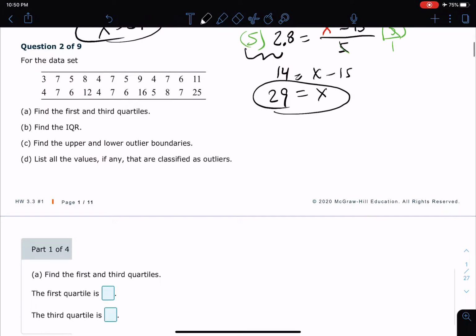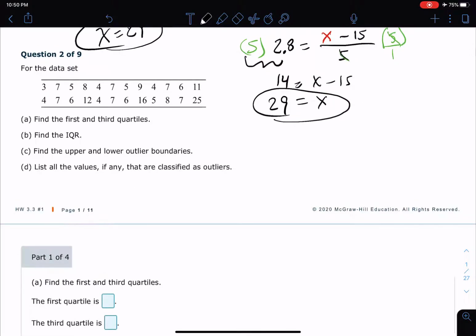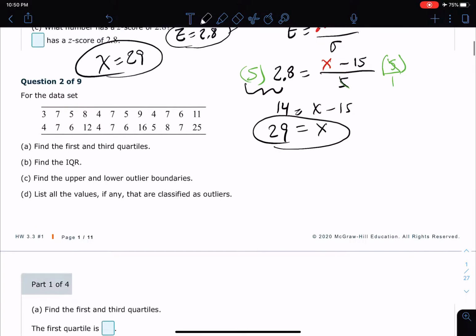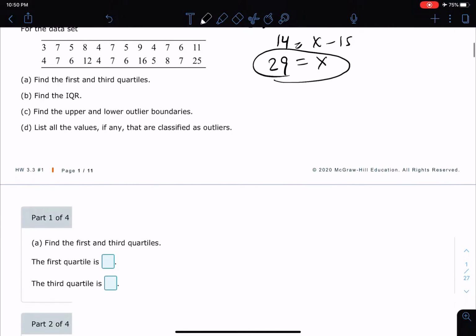The next problem is asking us to find the first and third quartiles, rather, find the IQR and all that. The thing that's a little bit of a pain is this one is not in order. The first thing that has to happen is you must put it in order from smallest to largest. Oh, it is in order. Is it in order? No, it's not. Dang it. Okay, so I've got to put this in order, and that's going to be really important. So let's do that up here. I've got to be accurate, so I'm going to try to be accurate.